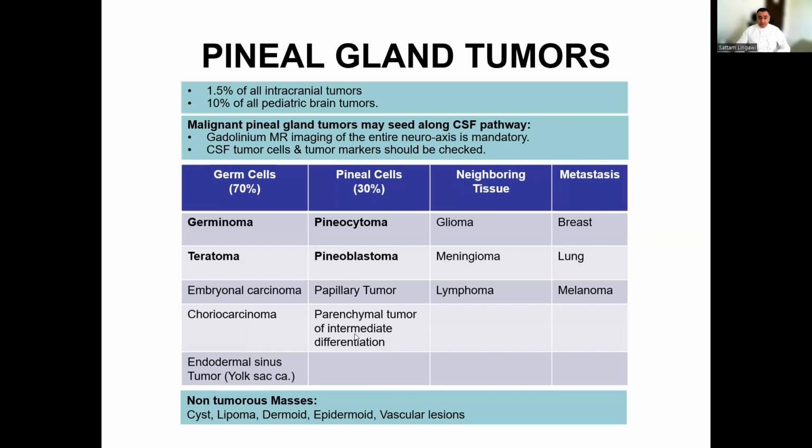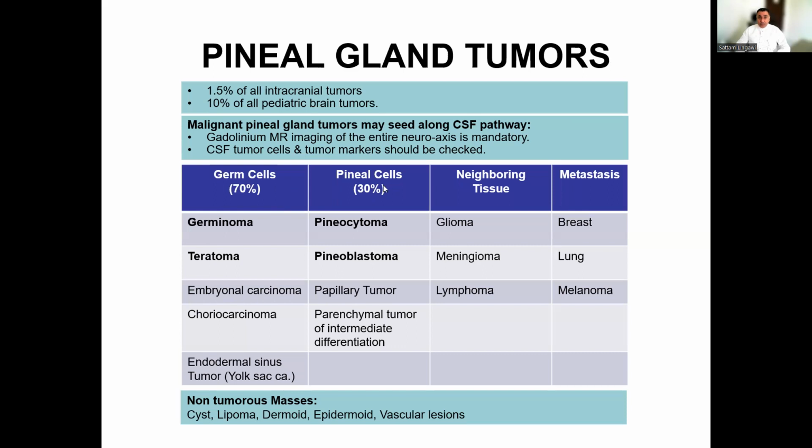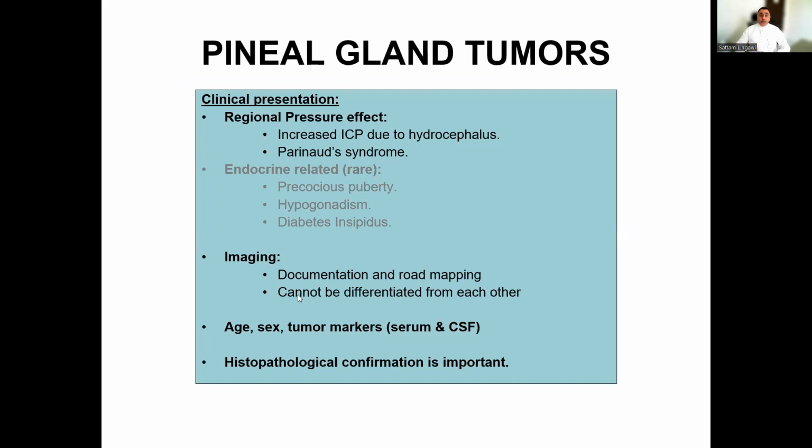Now, radiologically, these tumors all look alike, with the exception of teratoma that has certain features, primarily the presence of cystic changes and fatty content. However, the rest of all pineal gland tumors, mainly the germ cell tumors and the pineal cell tumors, they all look alike. So how do we diagnose them? We primarily diagnose them based on the age, sex, and the tumor markers in the blood and CSF, as well as histologically after obtaining a histopathological confirmation.